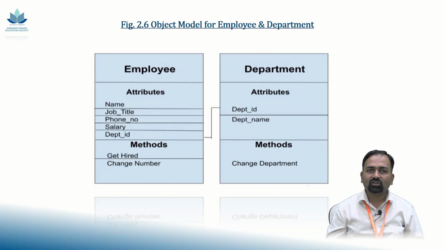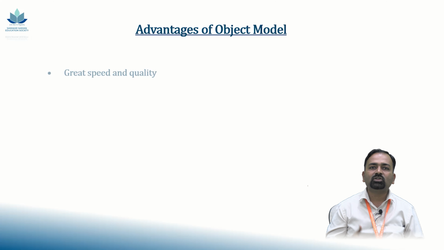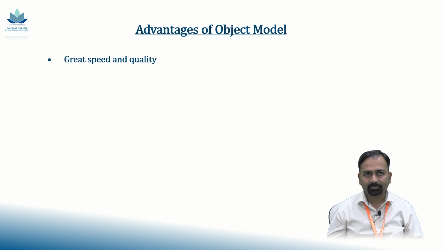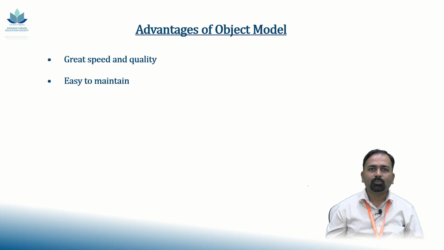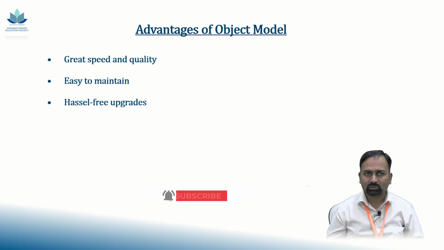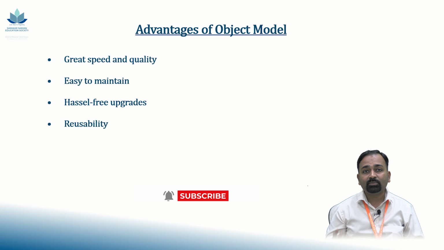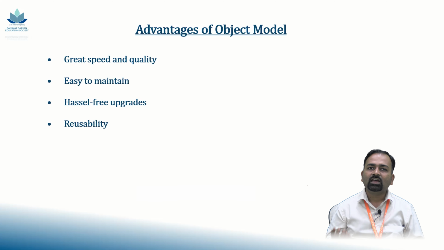Now the advantages of the object model: it helps to develop software with great speed and quality. It is very easy to maintain. Suppose a module has an error, then a programmer can easily fix it, while the remaining parts of the software are still running, without any effect. Second, it supports relatively hassle-free upgrades. Without any tedious job or hard work, you can easily do the upgrade and maintenance work. Next, it promotes the reusability of object design and function. That means once you have created an object, you can reuse it.